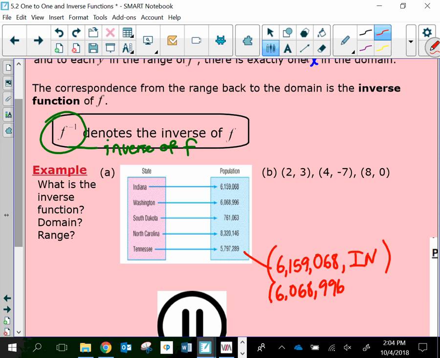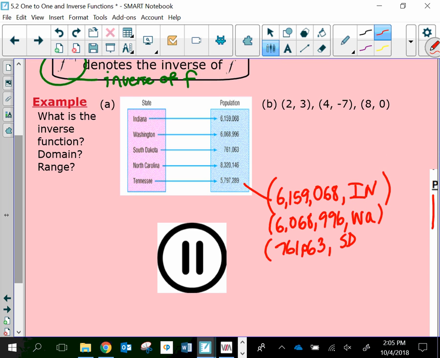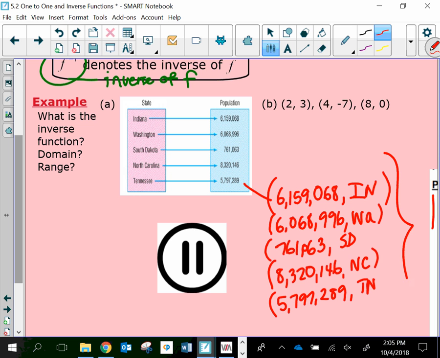6,068,996 Washington. 761,063 South Dakota. Okay. 8,320,146 North Carolina. 5,797,289 Tennessee. Okay. So those are the ordered pairs. That whole thing is the inverse function.